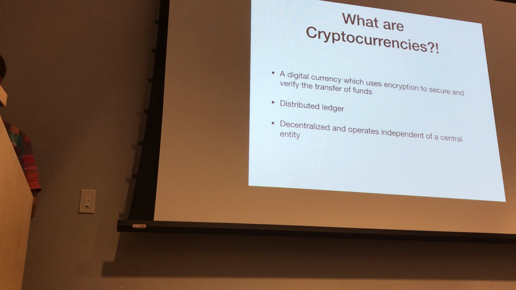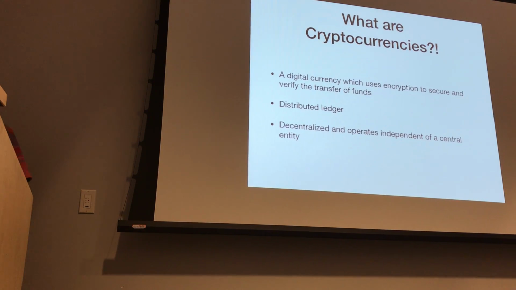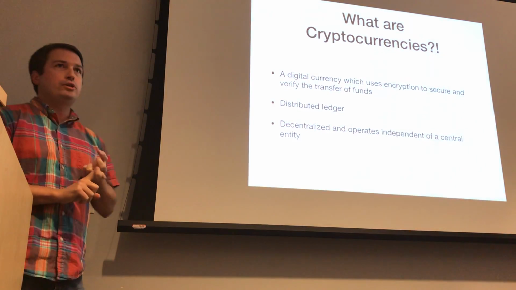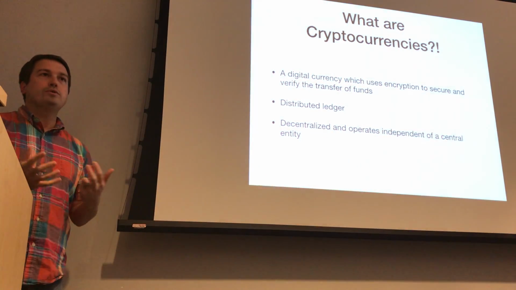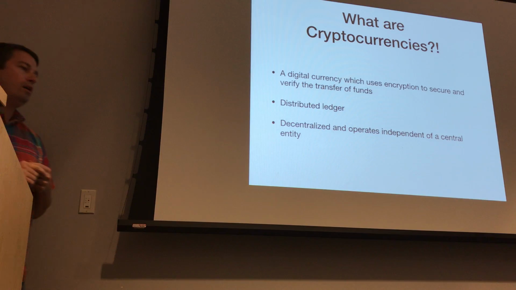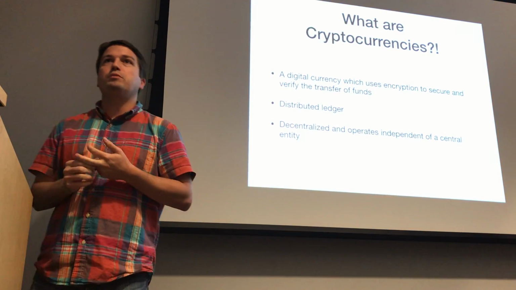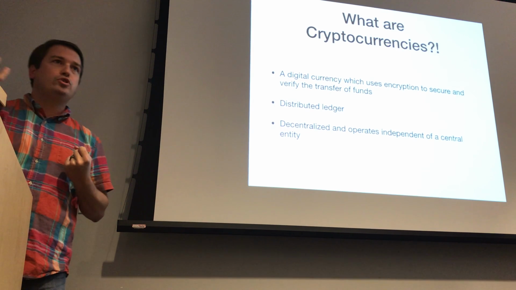Cryptocurrencies: it's a currency where you're using encryption in order to secure the funds and to send funds. It requires a distributed ledger. There's no centralized authority. That's the whole purpose around Bitcoin. The whole reason it exists is to remove these intermediaries that are the trust sources that can be compromised, that can have their own agendas.